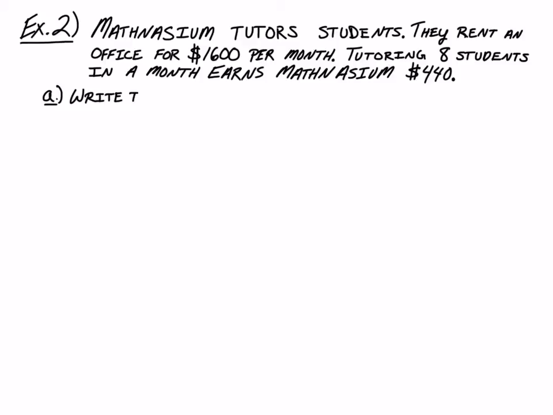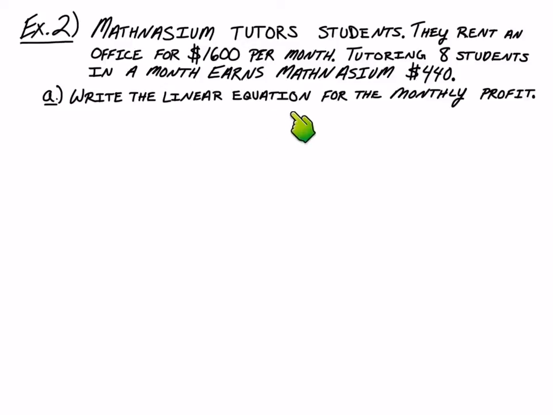So part A, I want you to write the linear equation for the monthly profit. Write the linear equation for the monthly profit. Okay, well, the $1,600 per month rent, that certainly isn't profit, right? They got to pay that out of their account. They're losing that money. But apparently, they tutor 8 students, they're making profit. So $1,600 a month is the flat fee that they get charged for rent. In terms of our function in the graph, that's going to represent our y-intercept. And make sure, look at that, it's negative $1,600. All right, that's money that they are losing.